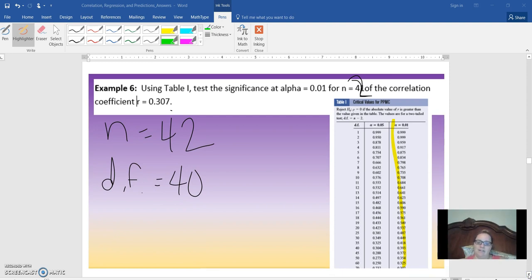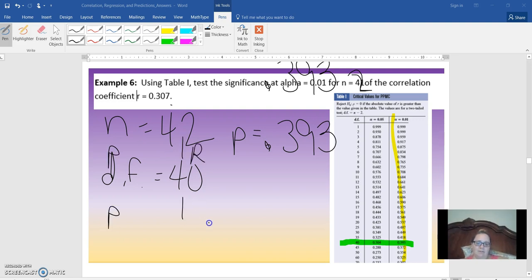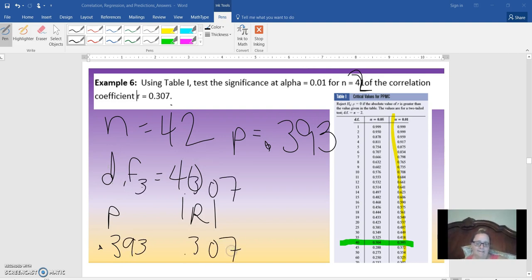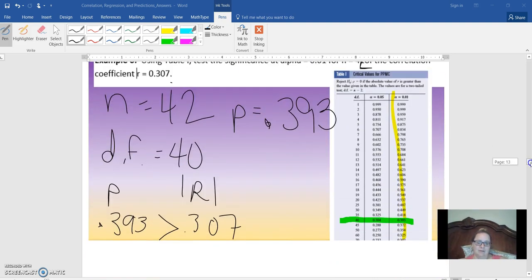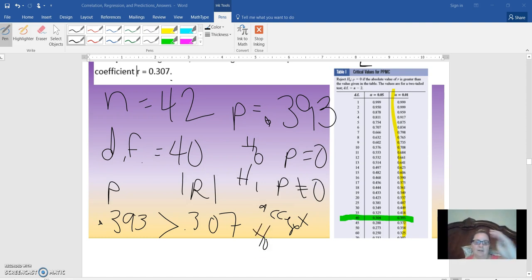Okay, now let's do this problem. So if there's 42 things in our set, then we would go to 40, and our p-value is 0.393. And so we're going to compare our p-value and our absolute value of r. Our p-value is 0.393, and our r was 0.307. That guy's greater. And so the rule was when it's greater, we accept. Remember, the null is p equals 0, and the alternative is p does not equal 0. And so we would accept the null, and this says that there's no correlation.